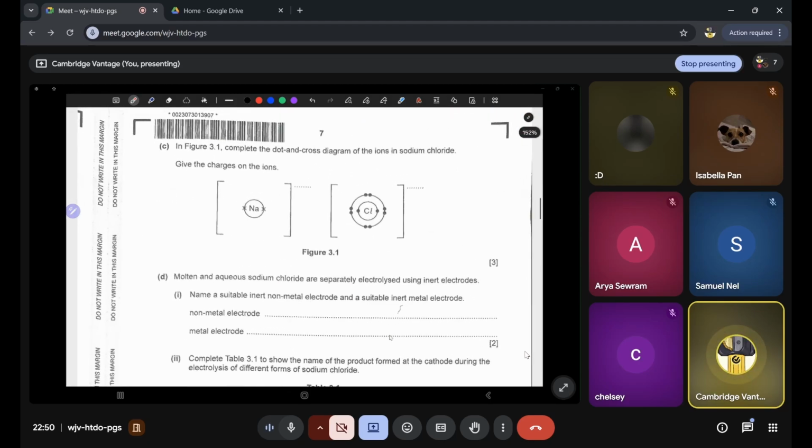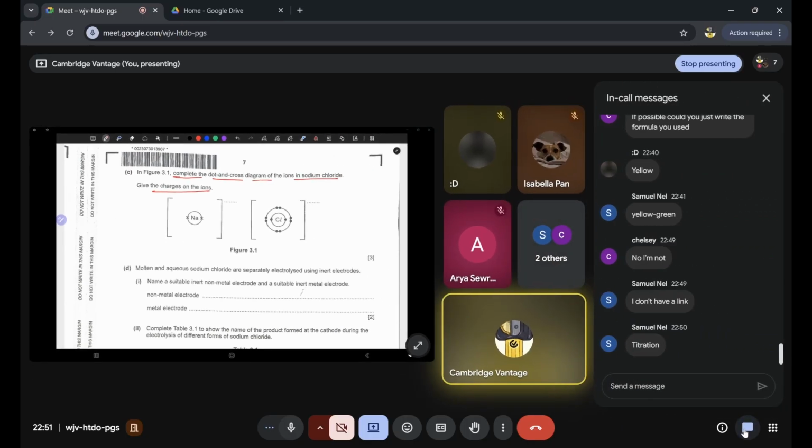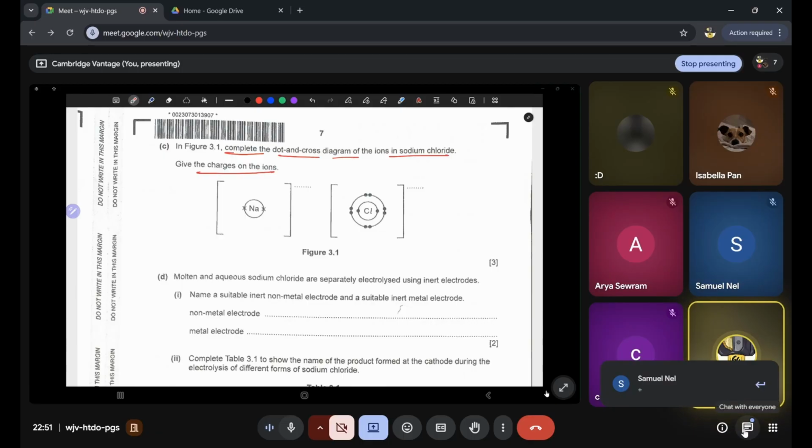Let's move to this question. Complete the dot and cross diagram of the ions in sodium chloride. Give the charges on the ions. So what should be the charge for sodium? Students, what's the charge of a sodium ion? Yeah, plus. And for chlorine, the chloride ion, it should be minus.